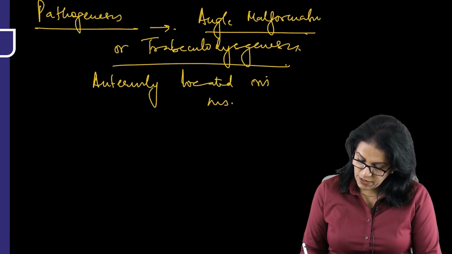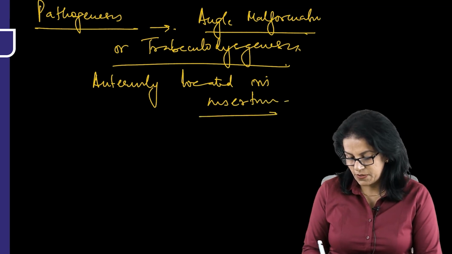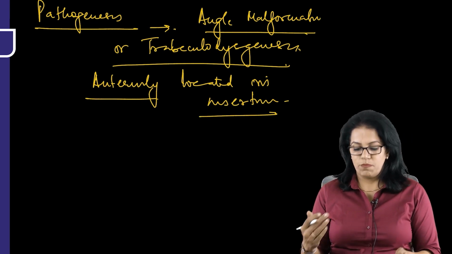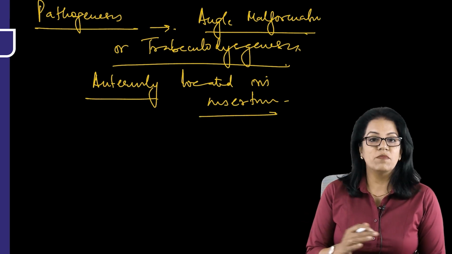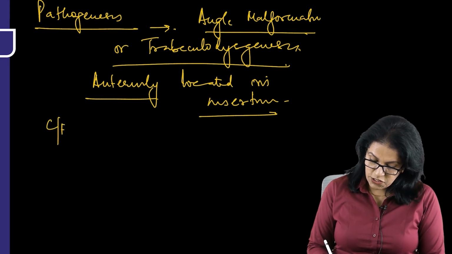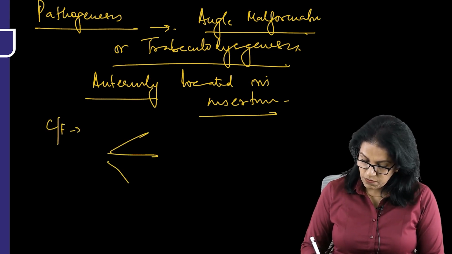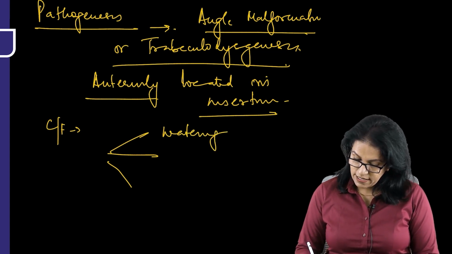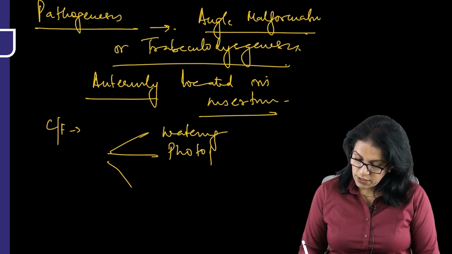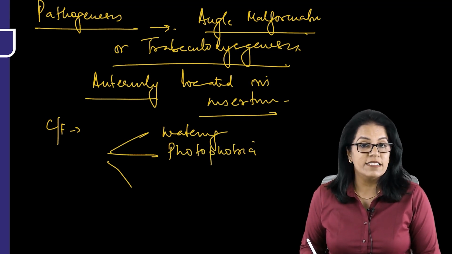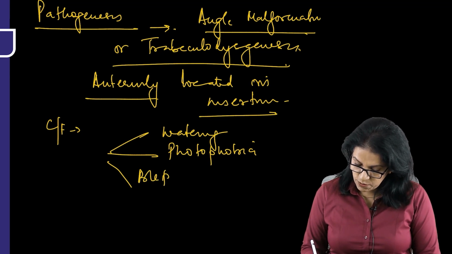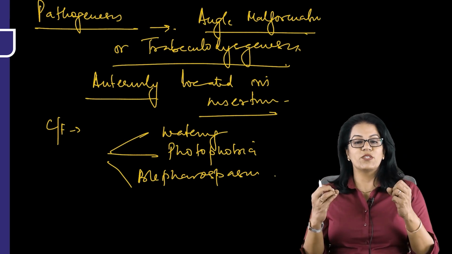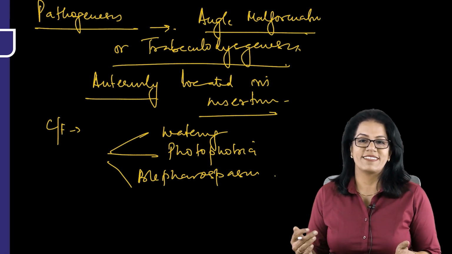Anyway, once we know what is trabeculodysgenesis or angle malformation, now how will this child present? So that was about pathogenesis. Clinical features. The child presents with watering. Of course, the parents are noting this. Then photophobia, you all know what is photophobia, intolerance to even normal light, and blepharospasm. What is blepharospasm? When the lids are being closed due to this photophobia, we call it blepharospasm.